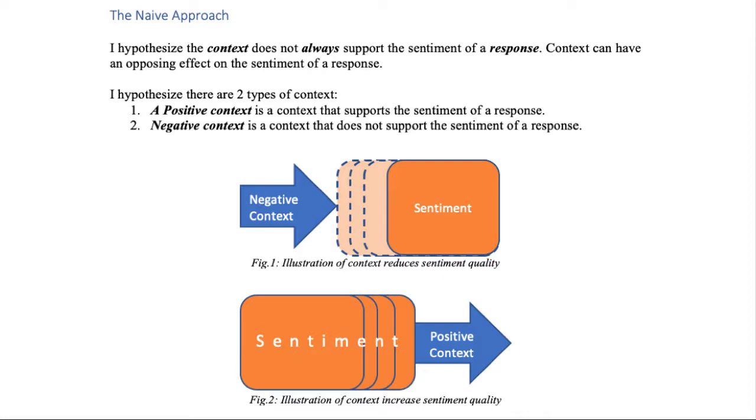I hypothesize there are two types of context. First is positive context, a context that supports the sentiment of a response. Second is negative context, a context that does not support the sentiment of a response. In this project, I consider only the response to train and evaluate the model, completely ignoring the context.